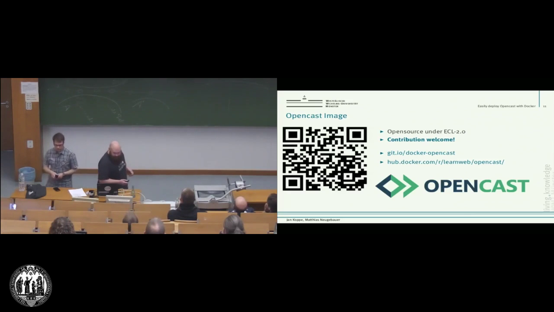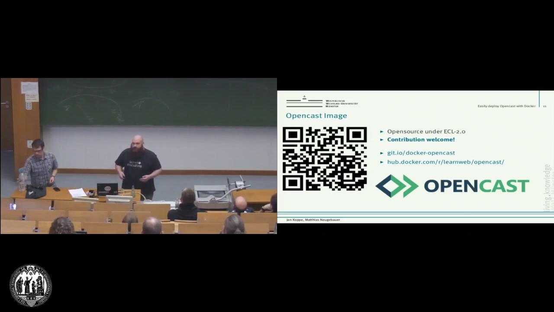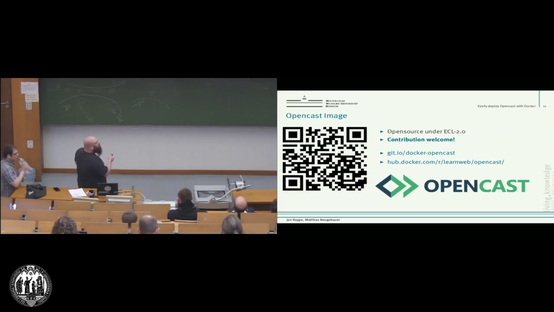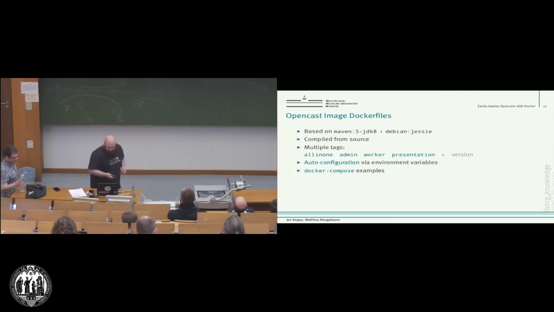So what we actually provide are ready-built Opencast images that we've built with our Docker files. We license them under the ECL 2.0, and so you can use them. Contributions are welcome. You can find them on the Docker Hub, which is the standard repository, and also the Docker files are on GitHub, so you can look at what exactly we did in there.